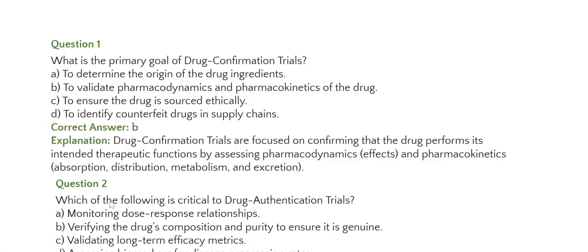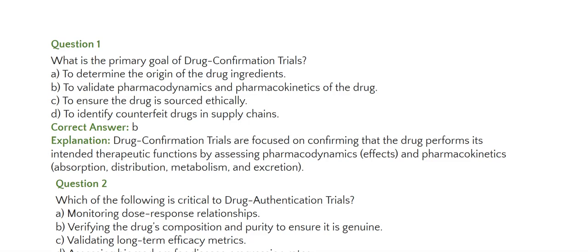Question 2: Which of the following is critical to drug authentication trials? Is it A, monitoring dose response relationships, B, verifying the drug's composition and purity to ensure it is genuine, C, validating long-term efficacy metrics, or D, assessing biomarkers for disease progression rates? So definitely, what is critical for drug authentication trials particularly is B, verifying the drug's composition and purity to ensure it is genuine.